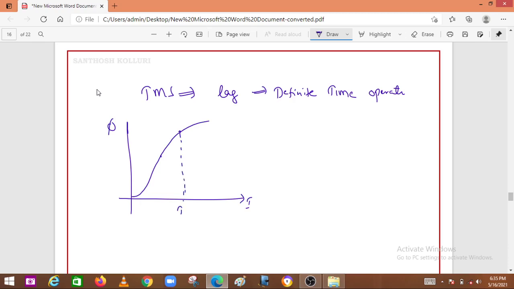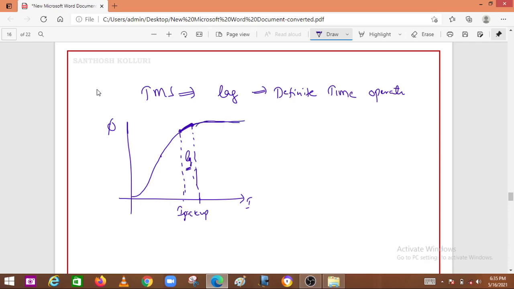This is my pickup current. For a definite overcurrent relay, it should allow up to a certain time lag, up to which it has to allow, and then it has to operate. This is the lag of operation time, right? After that the core has to be saturated.